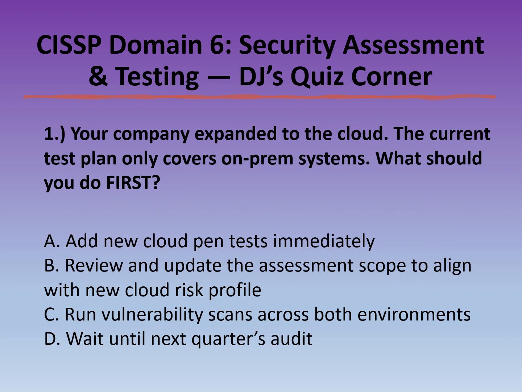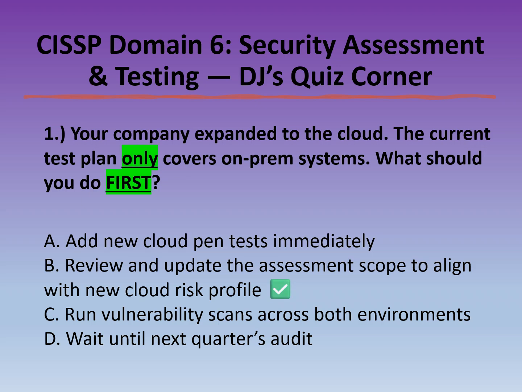Question 1. Your company expanded to the cloud. The current test plan only covers on-prem systems. What should you do first? A. Add new cloud pen test immediately. B. Review and update the assessment scope to align with new cloud risk profile. C. Run vulnerability scans across both environments. D. Wait until next quarter's audit.